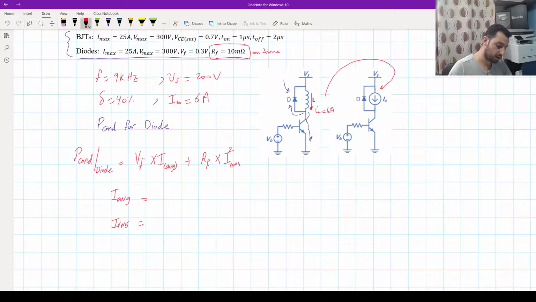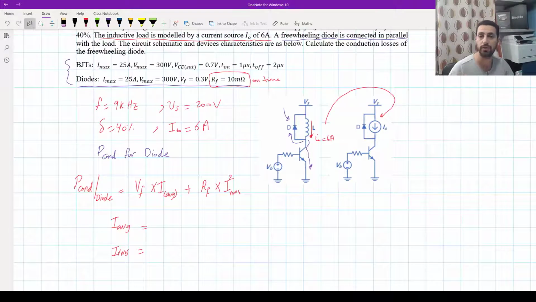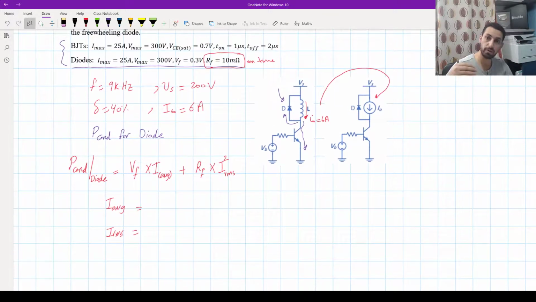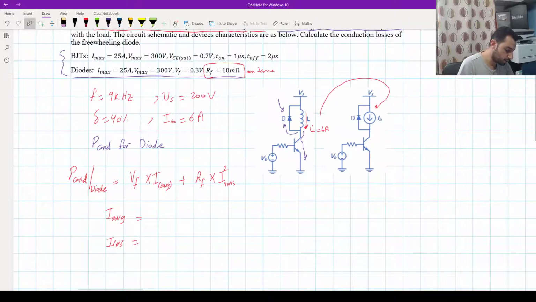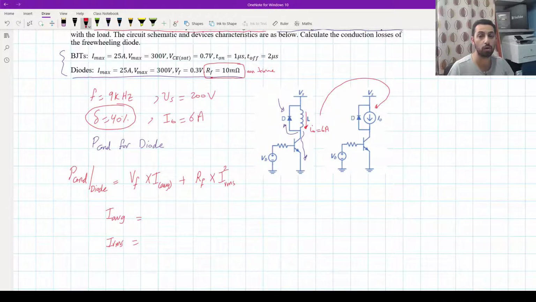We know that the average current through any component is the current going through that component multiplied by the on time for that current, okay? But now let's think about the on time. We have a duty cycle here of about 40%. Is that 40% for the diode or for the transistor? And if the transistor has the 40%, is it sharing that with the diode or not? Let's look at the circuit and decide what is wrong and what is right.